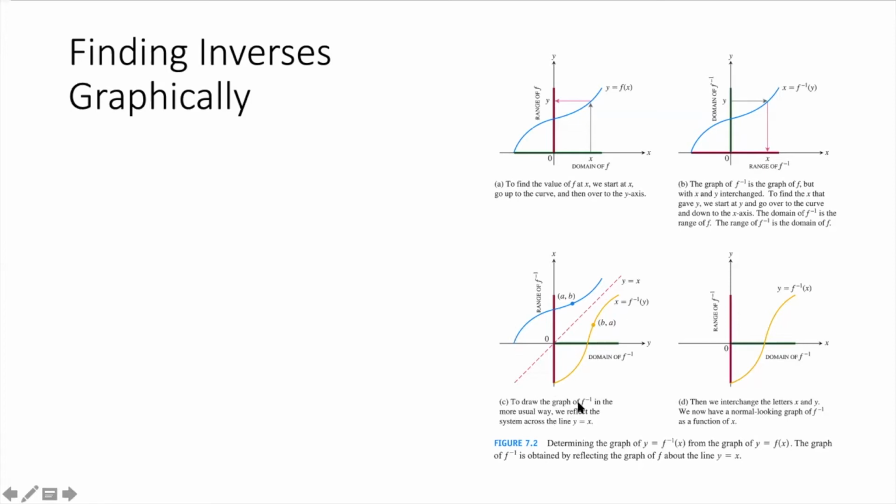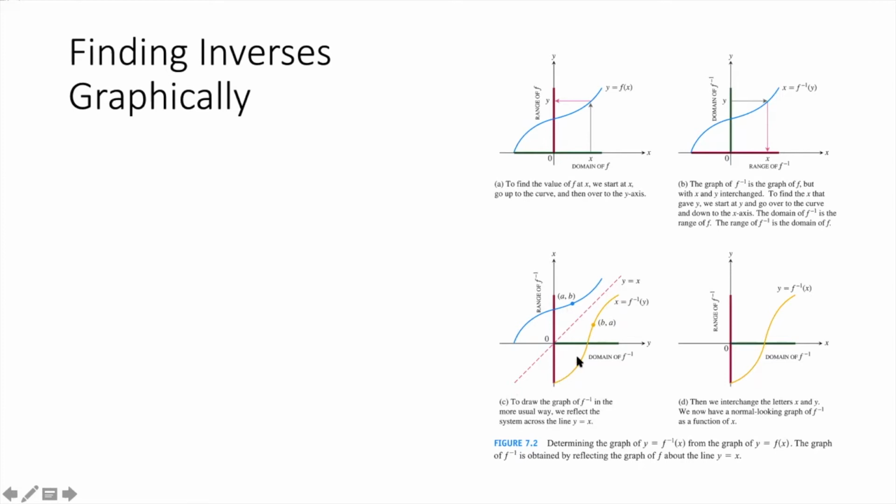All right, to draw the graph of f inverse in the more usual way, and hopefully you have some memory of this from pre-calc, we reflect the graph across the line y equals x. So here is your original graph. Here's the line y equals x. So if you reflect this graph across the line y equals x, you get this graph here.